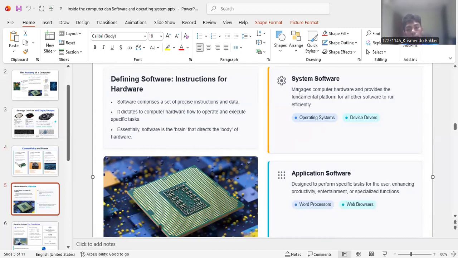And then system software. System software functions to manage computer hardware and provide the fundamental platform for other software. Examples of system software are the operating system and device drivers. And the next, application software. Application software is designed to perform specific tasks for the user, enhancing productivity, entertainment, or utility functions. Examples of application software are a word processor and a web browser.